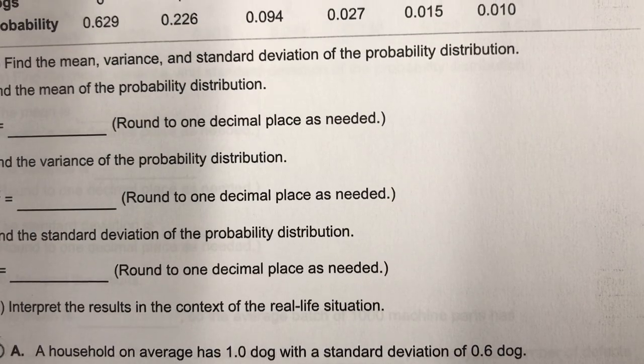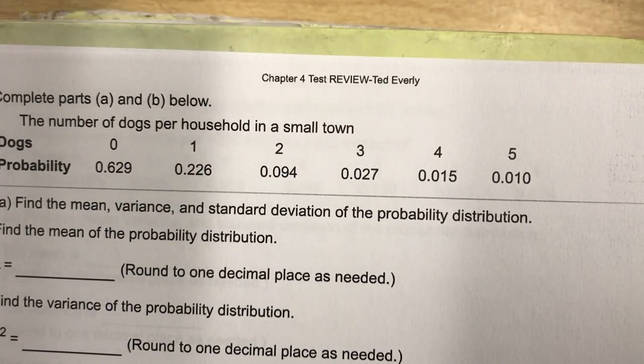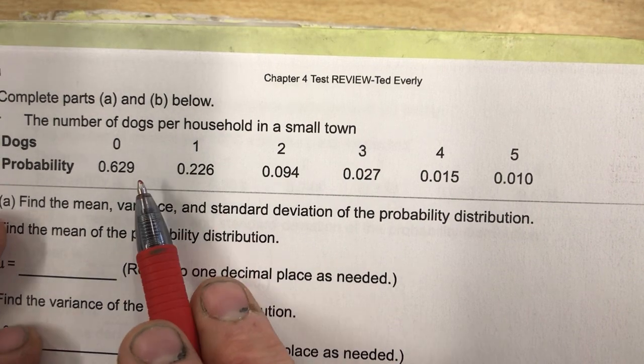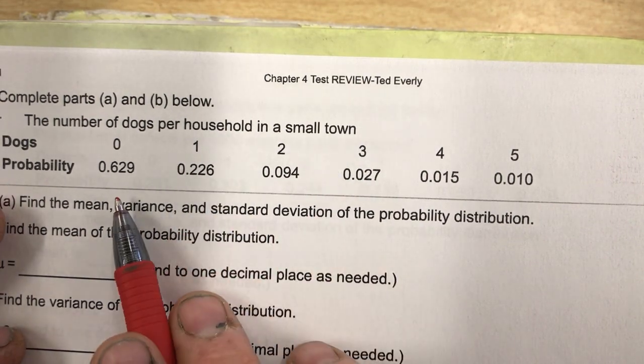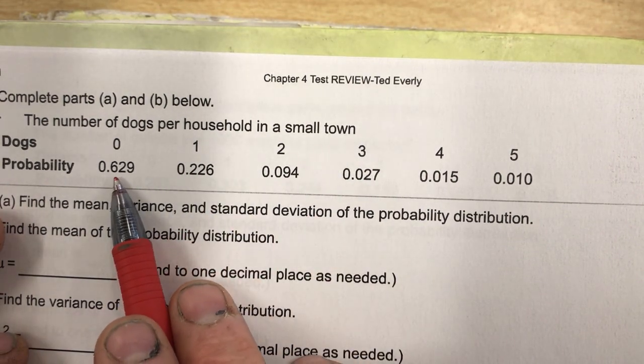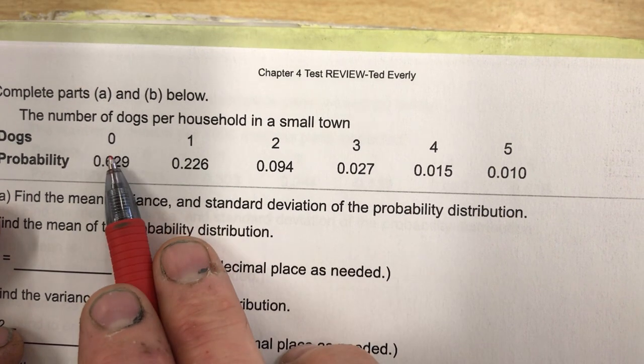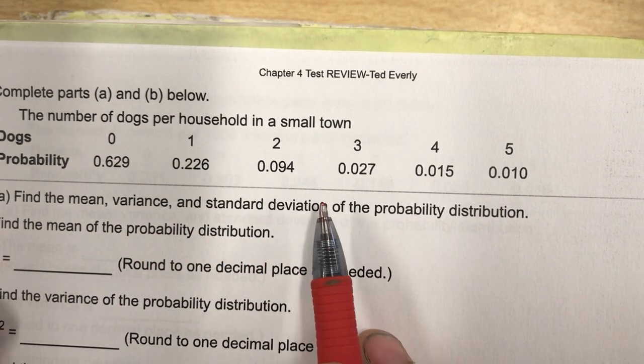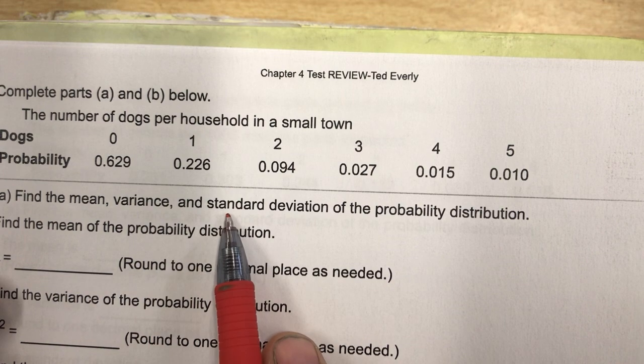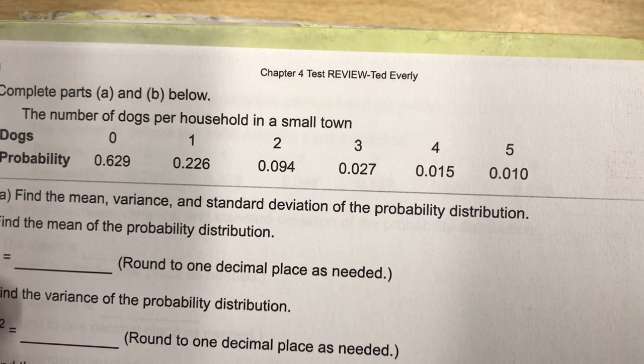All right. What about this one here? Complete parts A and B. The number of dogs per household in a small town, so 62.9% have no dogs, and so on. Find the mean, the variance, and the standard deviation of the probability distribution.